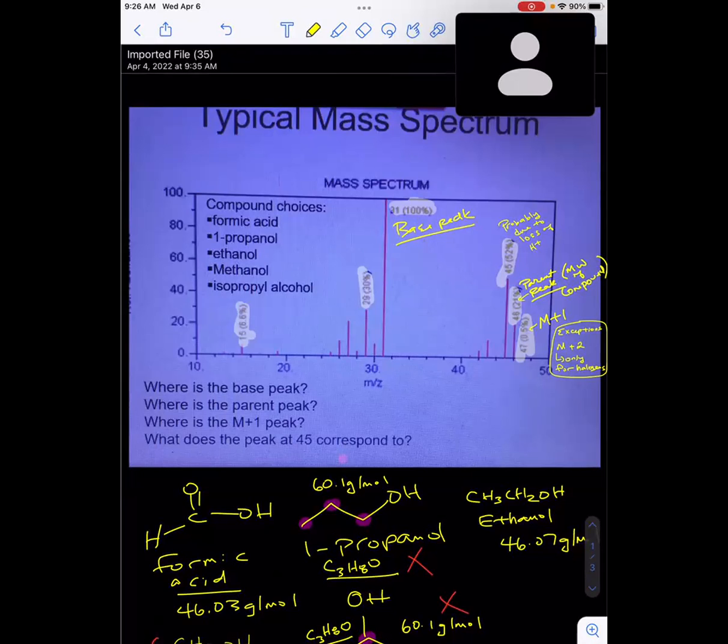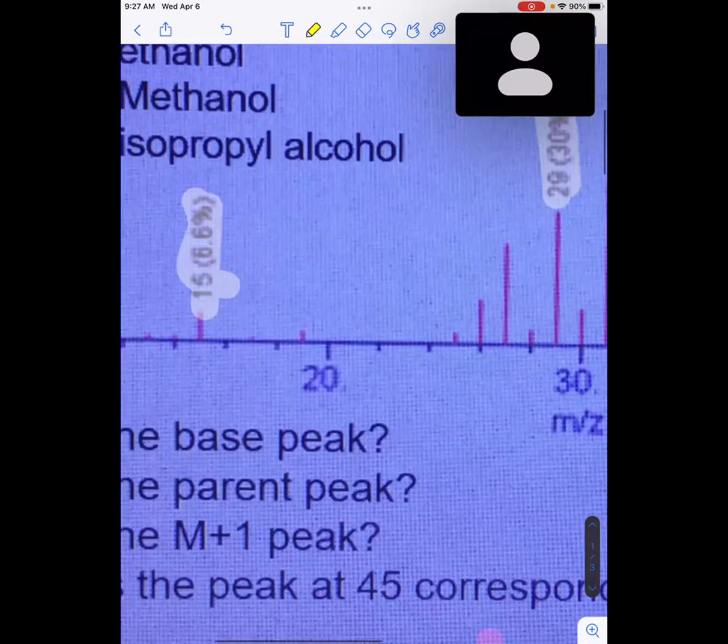We know that 45 is just the loss of a proton. 47 is M+1. The base peak, 31, we just showed how we could get that. And then the peak at 29 is that ethyl fragment. And 15 is methyl. So let me just write those in up here.